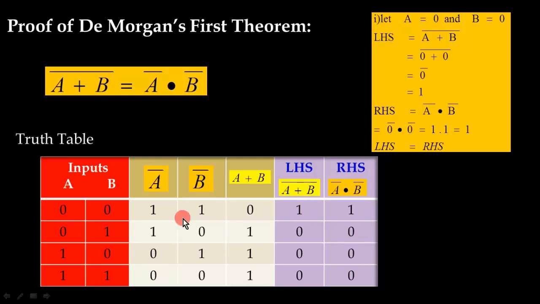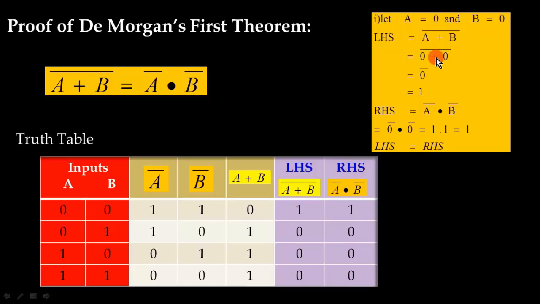Now let us consider another method to prove this theorem. Here there are 4 conditions, so we check this equation for these 4 conditions. Let us consider the first condition, that is A is equal to 0 and B is equal to 0.